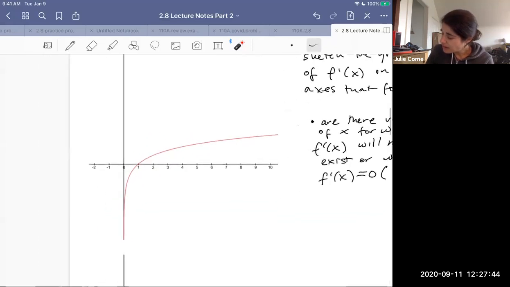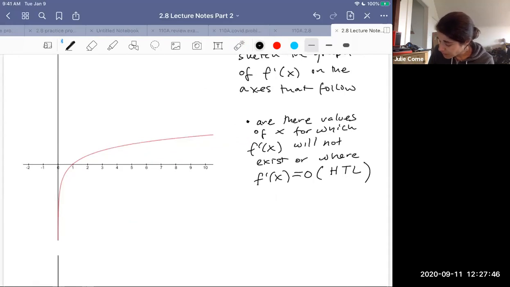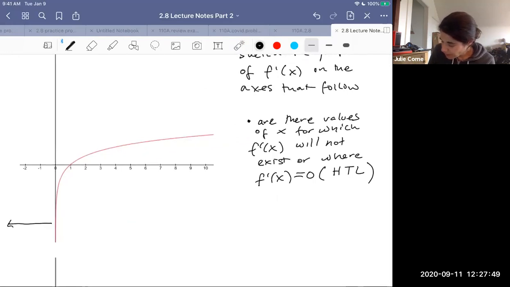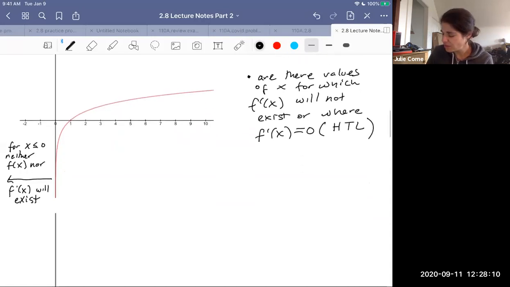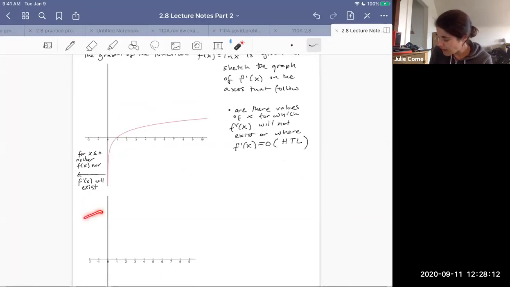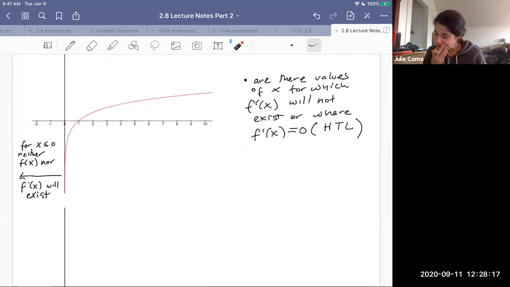So we basically can tell just by looking at this that for x less than or equal to 0, neither f of x nor f prime of x will exist. Remember that for f prime of x to exist, f of x has to exist at that point. Okay, so that's going to mean the graph of my derivative similarly will not have any action going on over here.